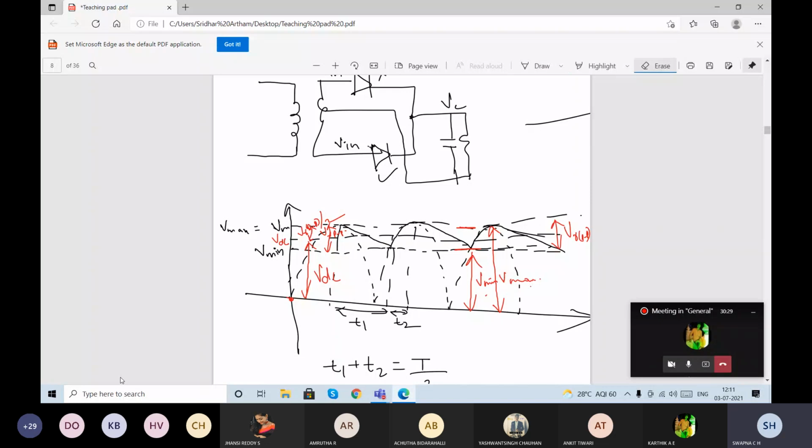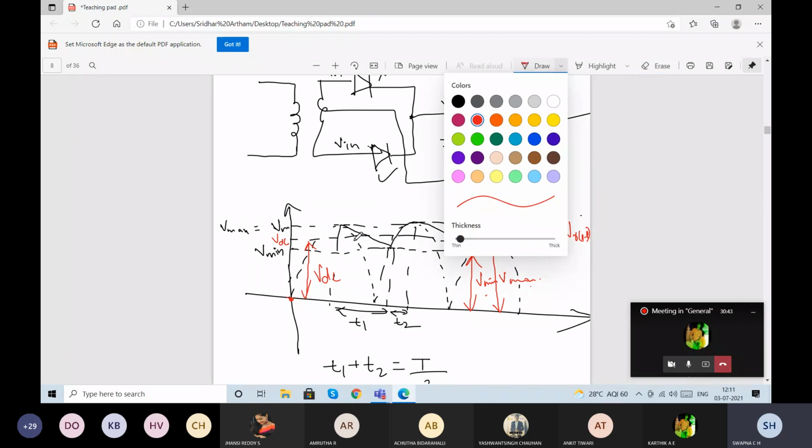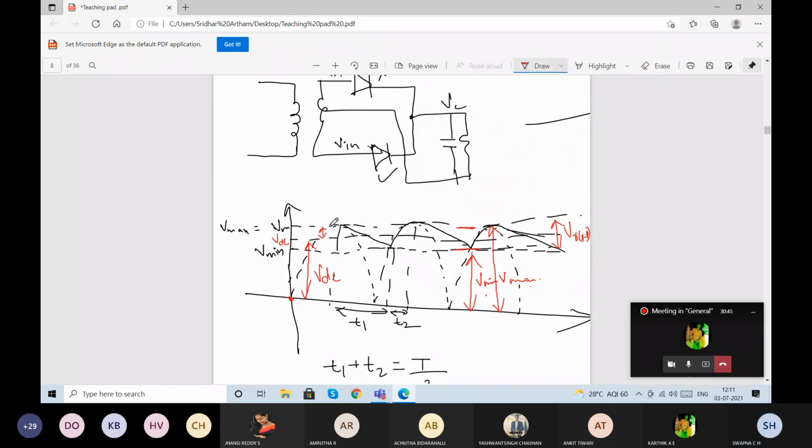Anyway, I don't need this entire thing. This one I don't need. VR peak to peak. Okay, wait. Let me draw the VR peak to peak once again. So from here to here is Vm. Okay, so what I can do in order to get VDC, check this.